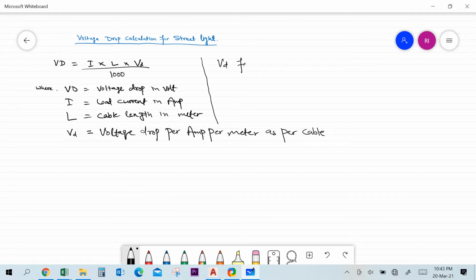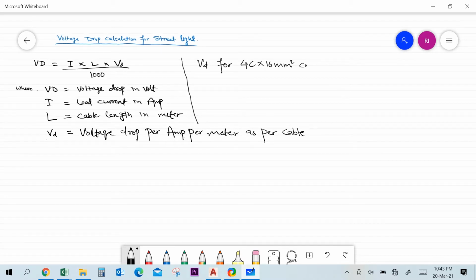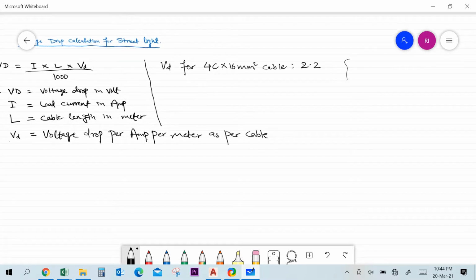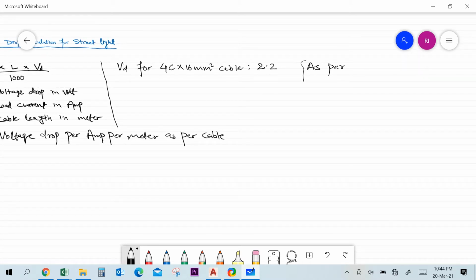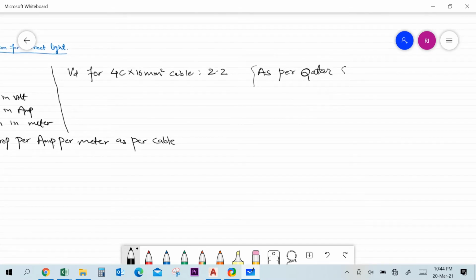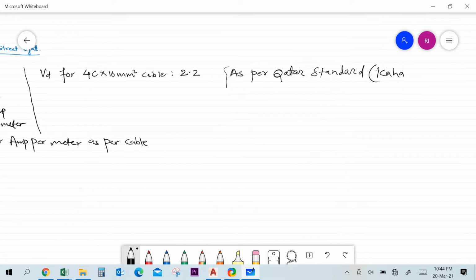So VD for 4 core 16 mm square cable is 2.2. Writing here VD for 4 core 16 mm square cable is 2.2. Actually, this is as per Kahramaa standard. You know, Kahramaa is the electricity board in Qatar. So if you guys are from another country, you should follow your own electricity board guidelines. This value is almost the same or has a minor difference compared to other countries.